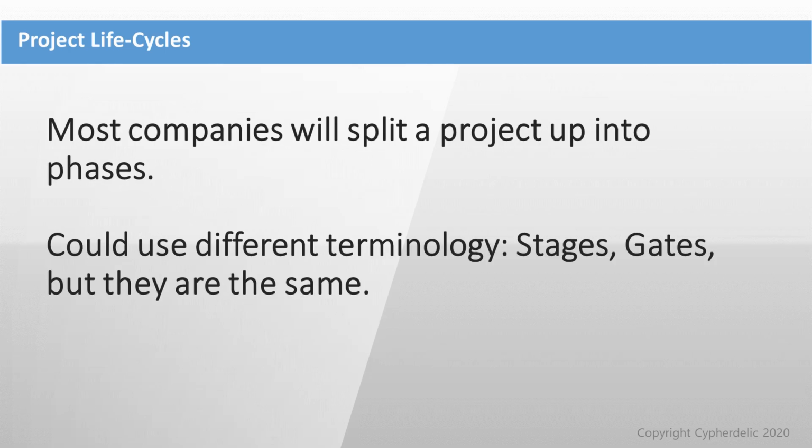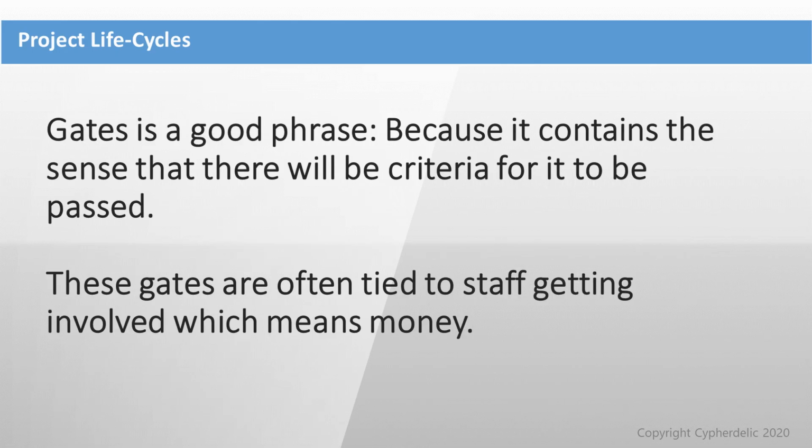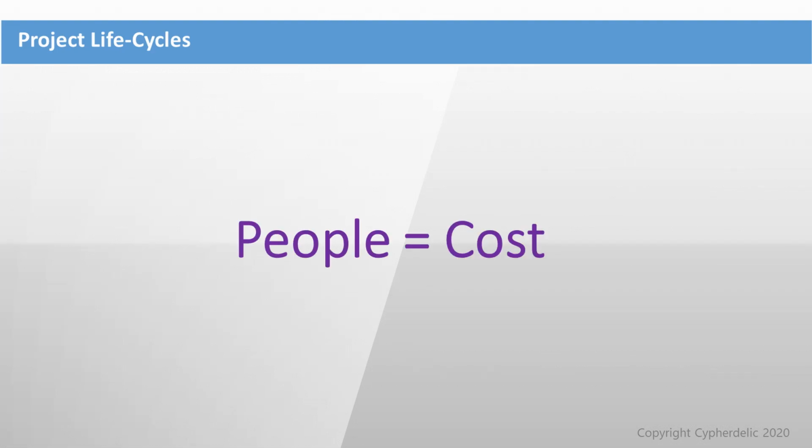So most games companies will split a project into broadly discrete phases. And they may use different terminology. They might call them milestones, stages, gates, but they're broadly the same thing. And stage gates is one of my favorite phrases because it contains the sense that there will be a criteria, some sort of set of judgments about whether that gate has been passed. And gates are important because normally as you go through gates further into the project development, you're bringing more staff onto the team, which means of course you are incurring more financial cost.